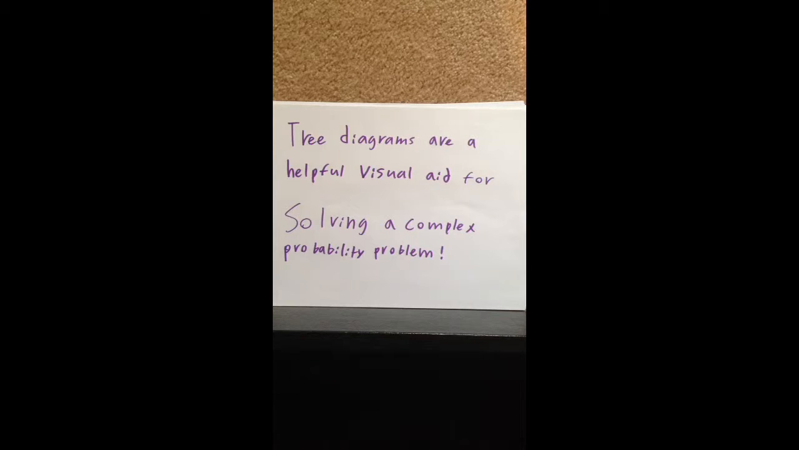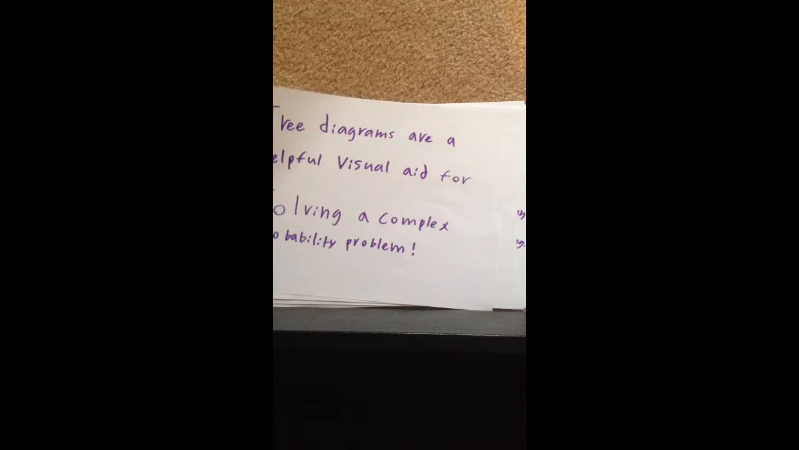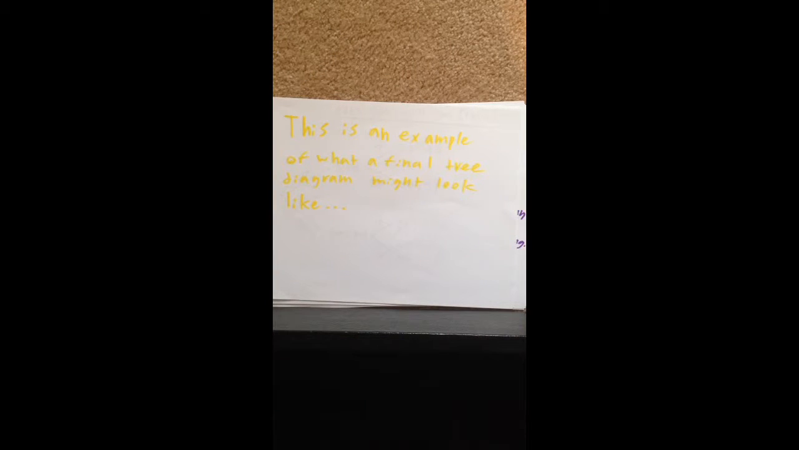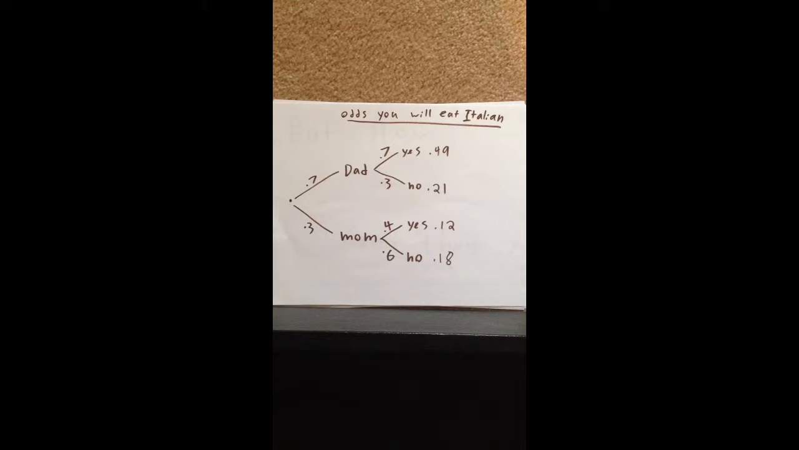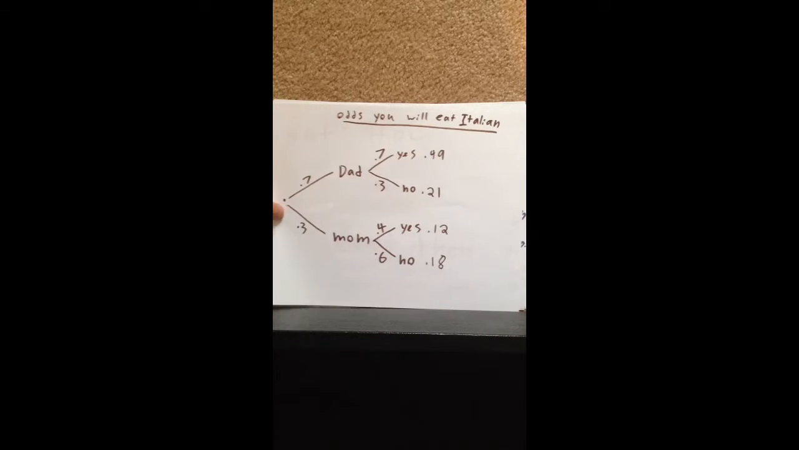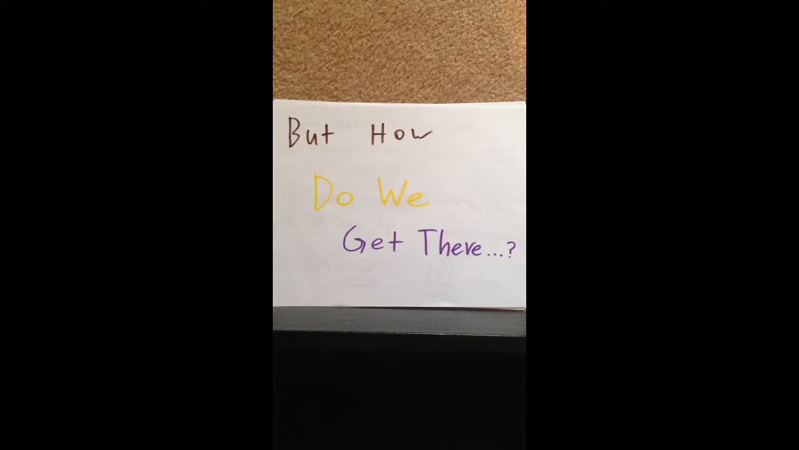Tree diagrams are a helpful visual aid for solving a complex probability problem. This is an example of what a final tree diagram might look like. But how do we get there?